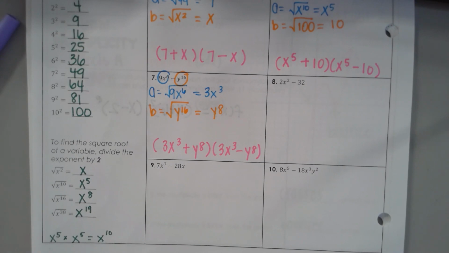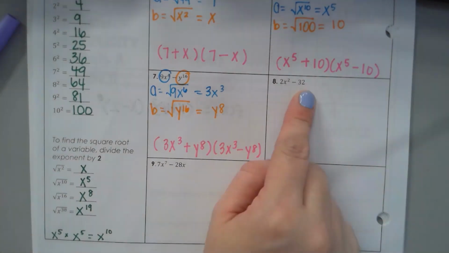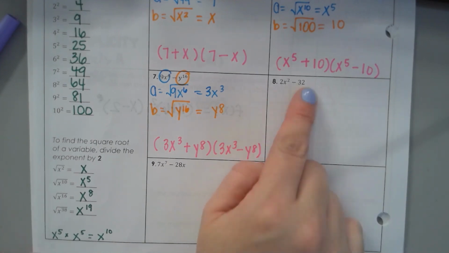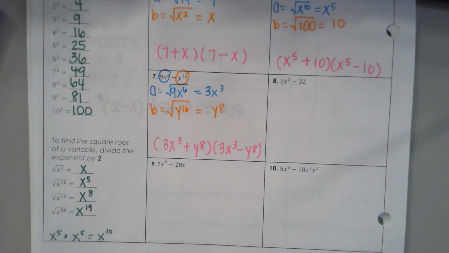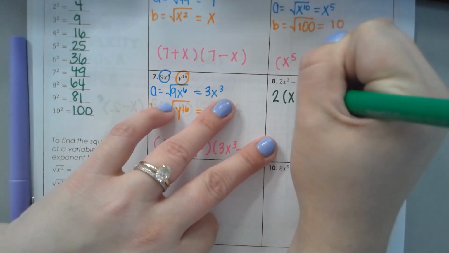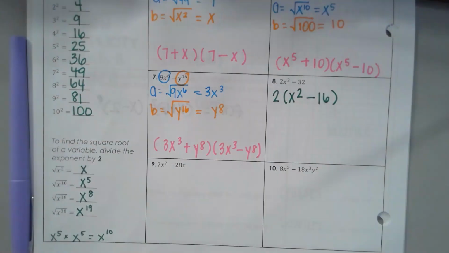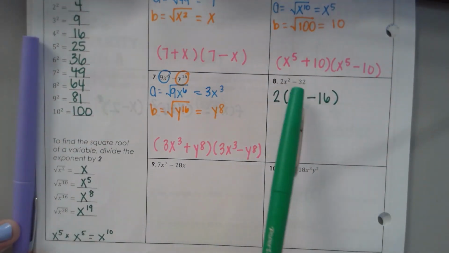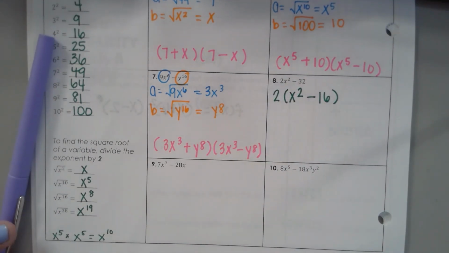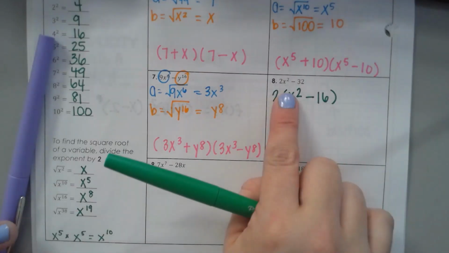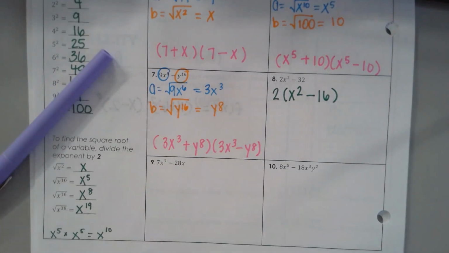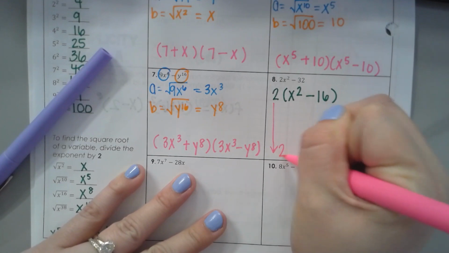Number 8. When I see these numbers, I know that 32 is not a perfect square. So I'm guessing there probably is a GCF. Is there anything I can divide both of those terms by? 2. If I take out a 2, I'm left with x squared minus 16, because 32 divided by 2 is 16. And so then I can do my difference of squares with what's left in parentheses. And the 2, I will bring that down, and that will be a part of my final answer.